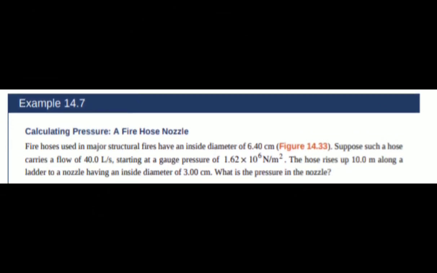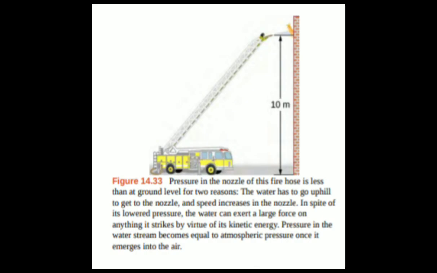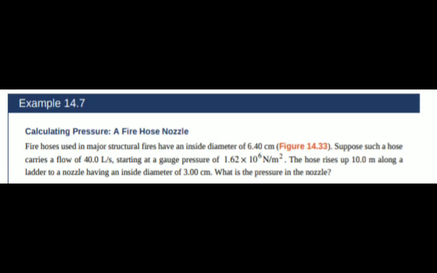Example 14.7. Calculating pressure in a fire hose nozzle. Fire hoses used in major structural fires have an inside diameter of 6.40 cm, shown in figure 14.33. Suppose such a hose carries a flow of 40.0 liters per second, starting at a gauge pressure of 1.62 times 10 to the power of 6 Newton per meter squared. The hose rises up 10.0 meters along a ladder to a nozzle having an inside diameter of 3.00 centimeters. What is the pressure in the nozzle?